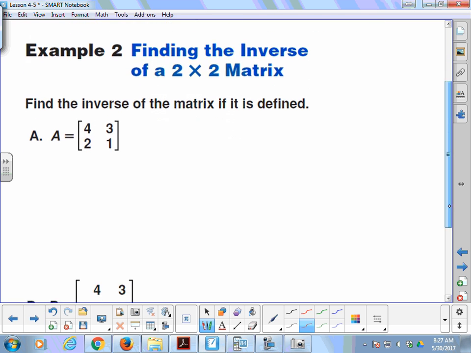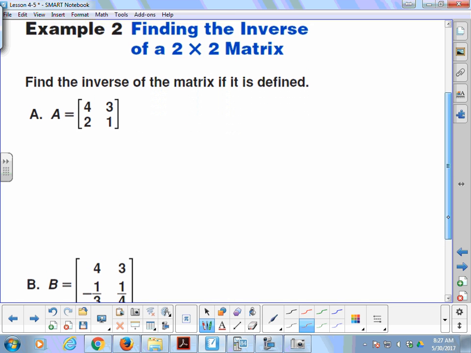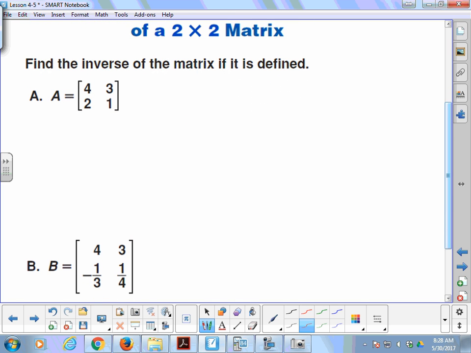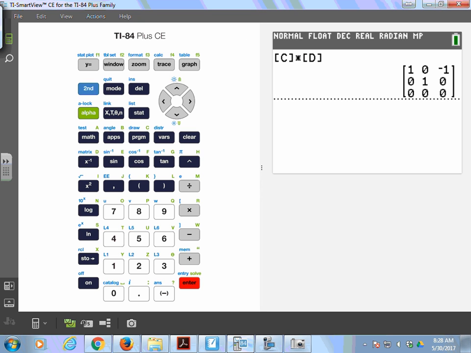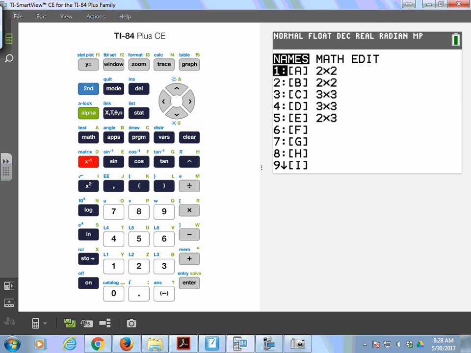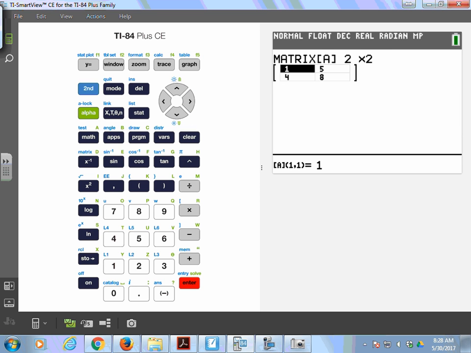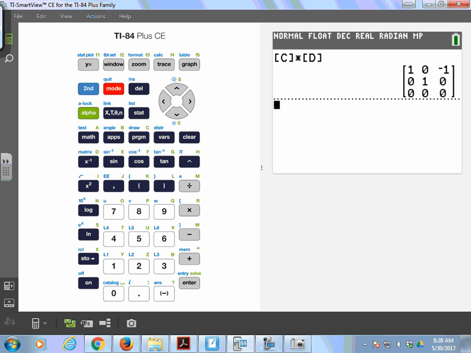All right, so let's go back into your calculator then, and I'll show you how to do it with your calculator. We'll put 4, 3, 2, 1 in matrix A. So go over to edit, 2 by 2, and enter 4, 3, 2, and 1. All right, so we'll quit and go back to your home screen first.